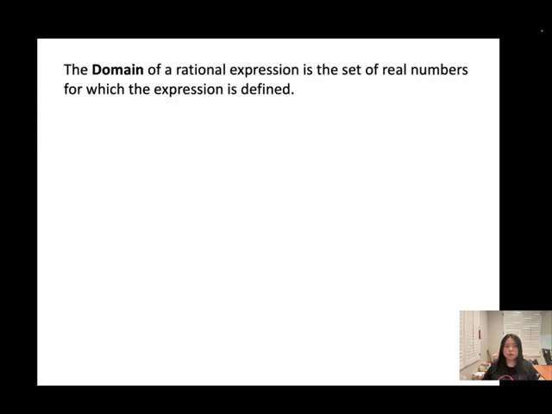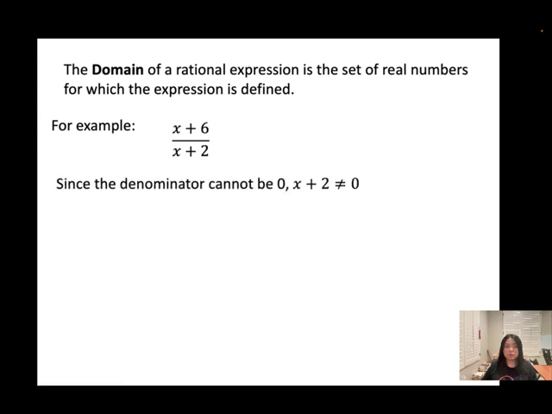First, we need to know how to find the domain of a rational expression. For example, I have x plus 6 over x plus 2. This is the rational expression, and we want to find the domain. Domain means what possible values x can be for this rational expression. So think about it. For the numerator, x can be anything. It doesn't matter if it's a positive or negative number here. However, for the denominator, remember the denominator cannot be equal to 0. We can't have 0 in the denominator.